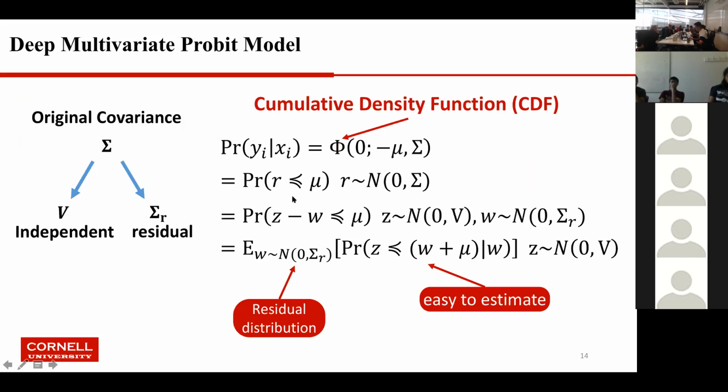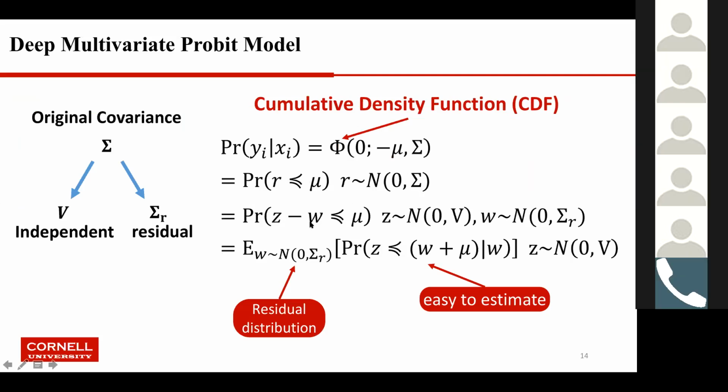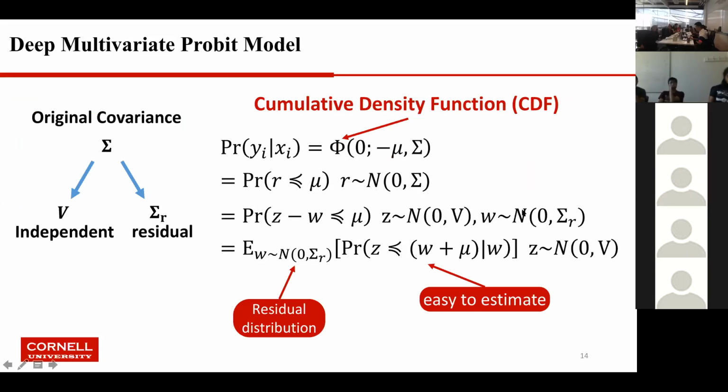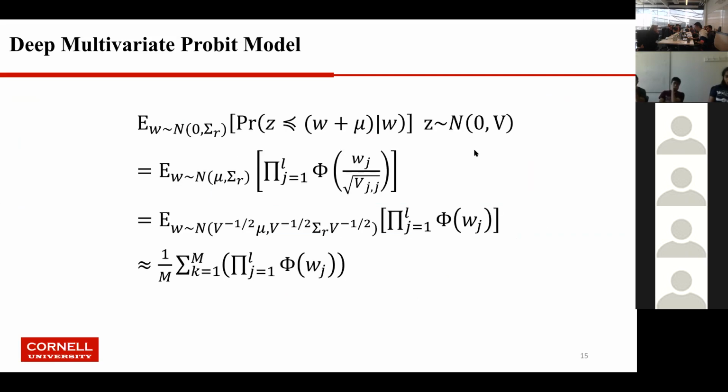By doing this factor decomposition, we can rewrite R as Z minus W, where Z follows the independent multivariate normal distribution, and W follows the residual multivariate normal distribution. Then we can rewrite the original probability as an expectation of the conditional probability that Z is smaller than or equal to W plus mu, conditioned on W, where W is sampled from the residual distribution. Because Z follows an independent multivariate normal distribution, the joint distribution of the term inside the expectation can be factorized into the product of each dimension, like this.